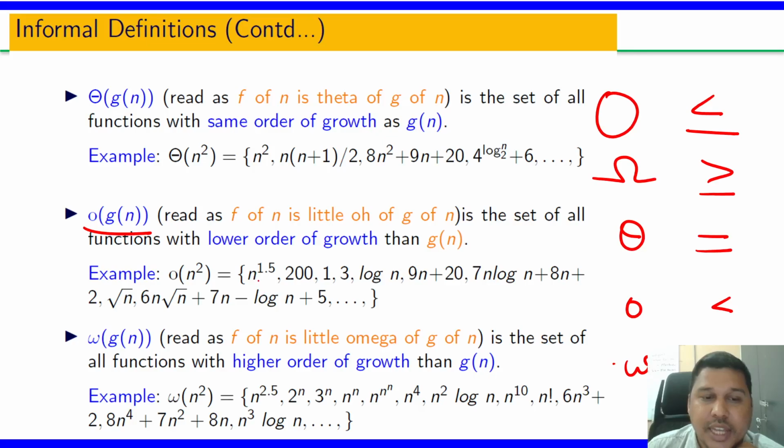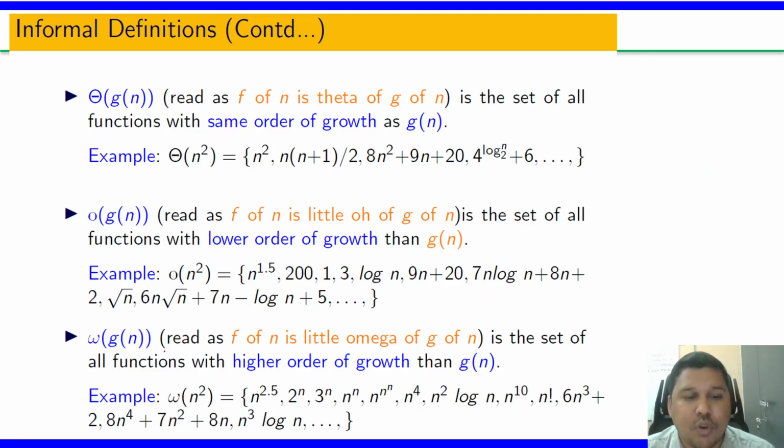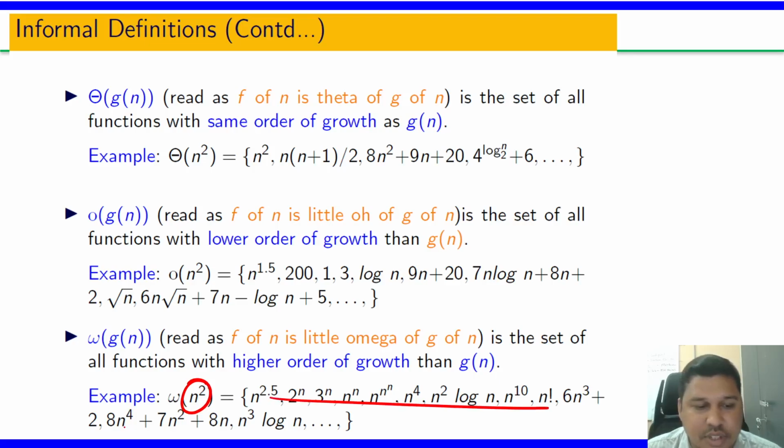Right? See, n power 1.5 is n square. 200 is n square. 1 is n square. Log n is n square, because they are all higher. This is higher always compared to all these things. That's why we have to use big O, and omega is for strictly less than. See, this should be smaller than all these terms.